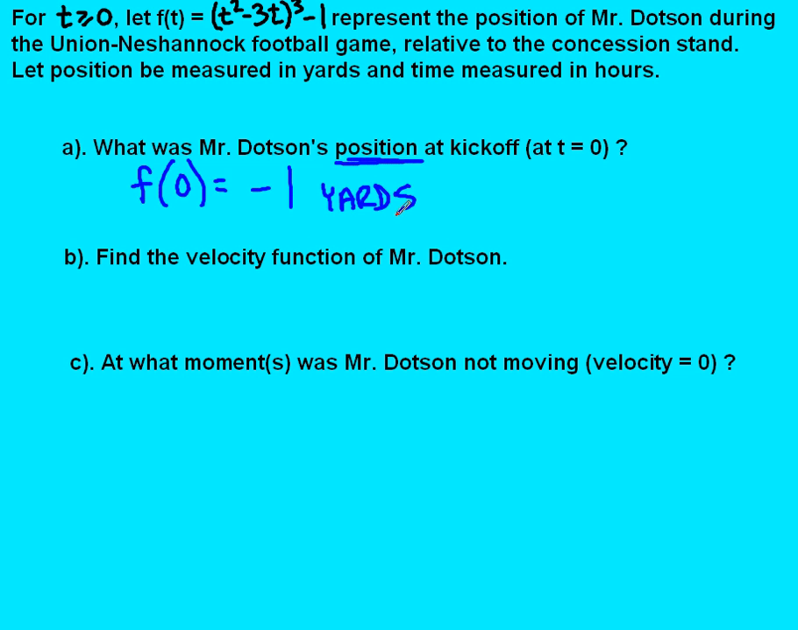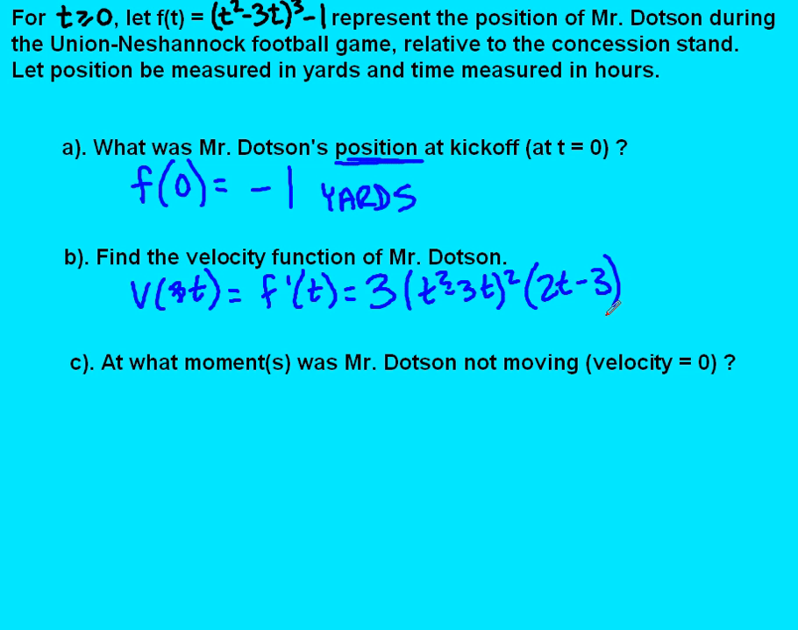The next part says find the velocity function. So velocity, with respect to t, is equal to just the derivative of our original position function. And to do this, I'm going to have to do a chain rule. So, derivative of the outside with respect to the inside, my exponent's now 2, times derivative of the inside, which is 2t minus 3. This is a multiple choice question. I would say try to simplify it, but in this case, I'm going to leave it just as it is because, well, it's a correct function. There's no need to try to simplify and possibly mess it up.